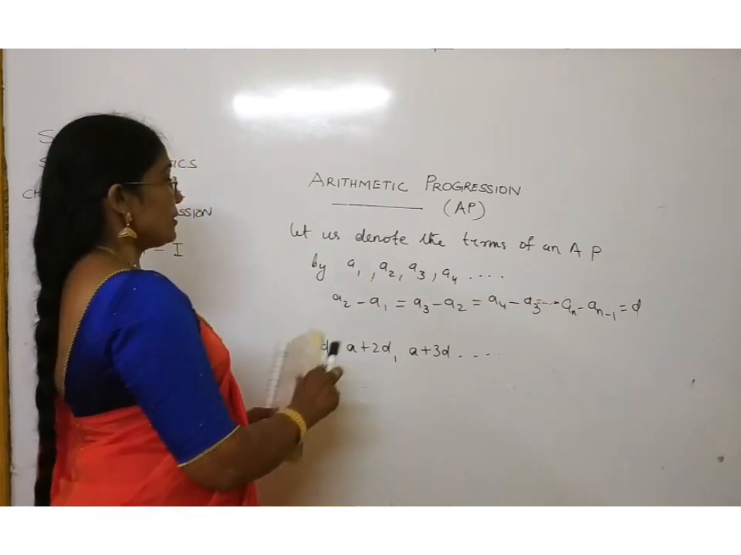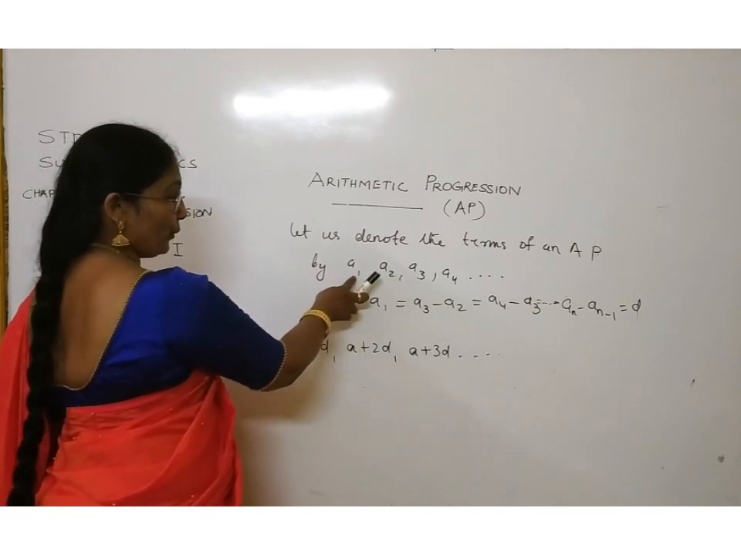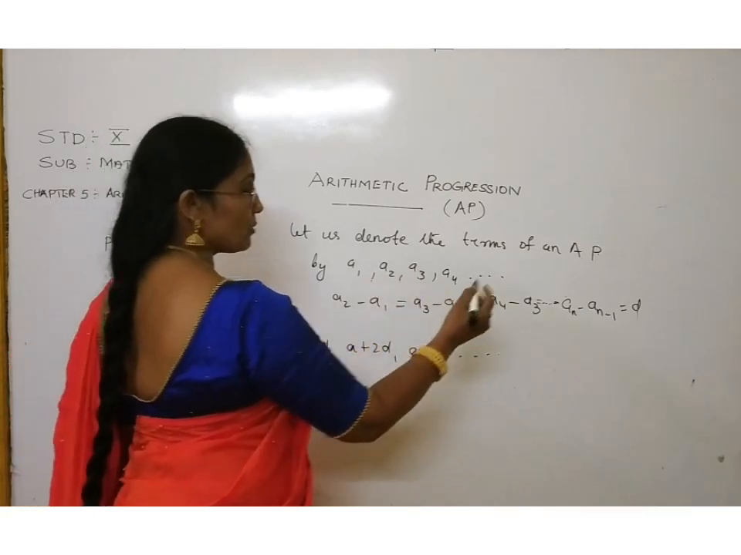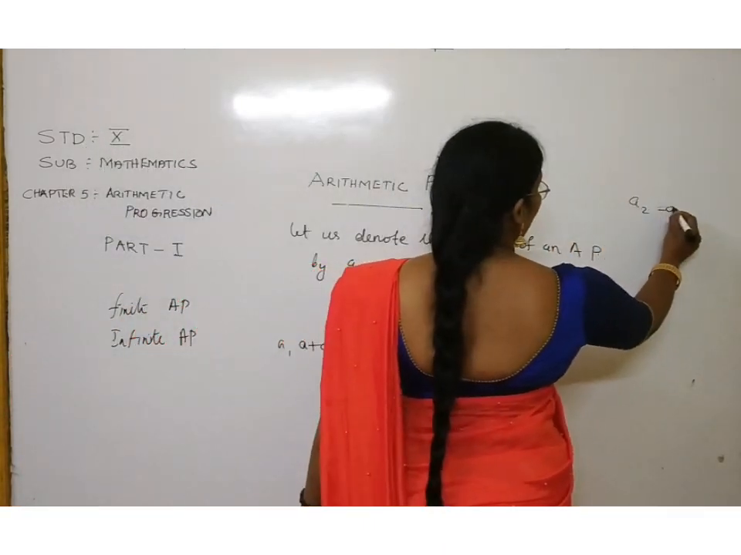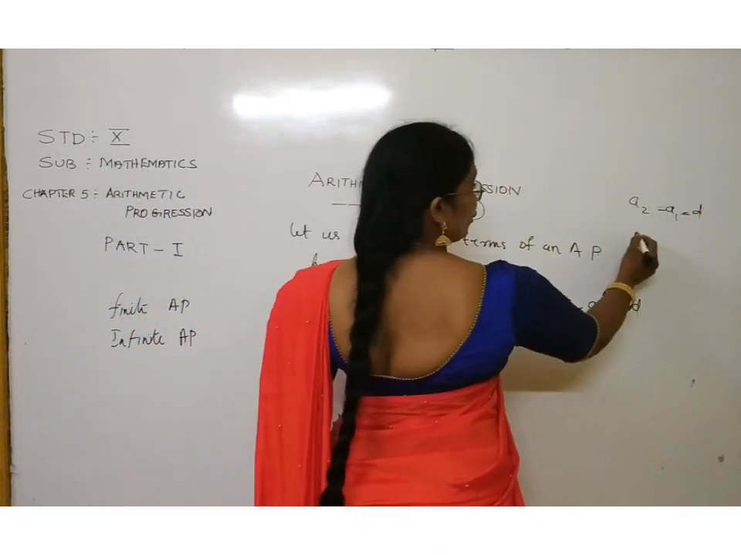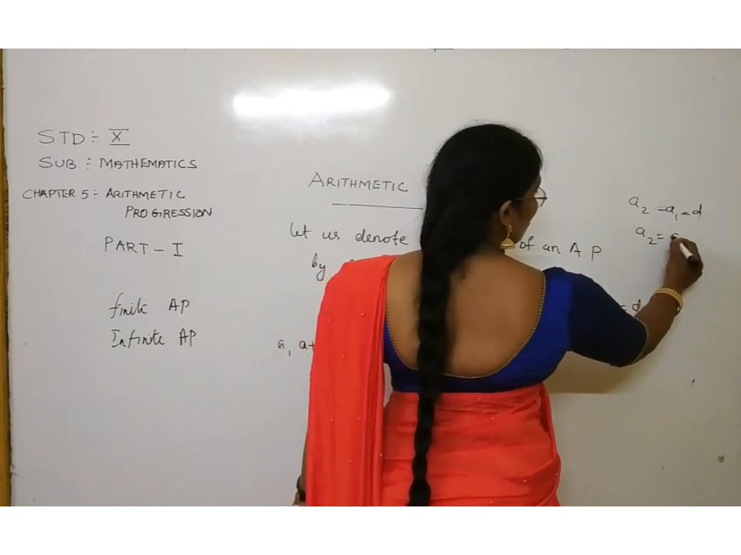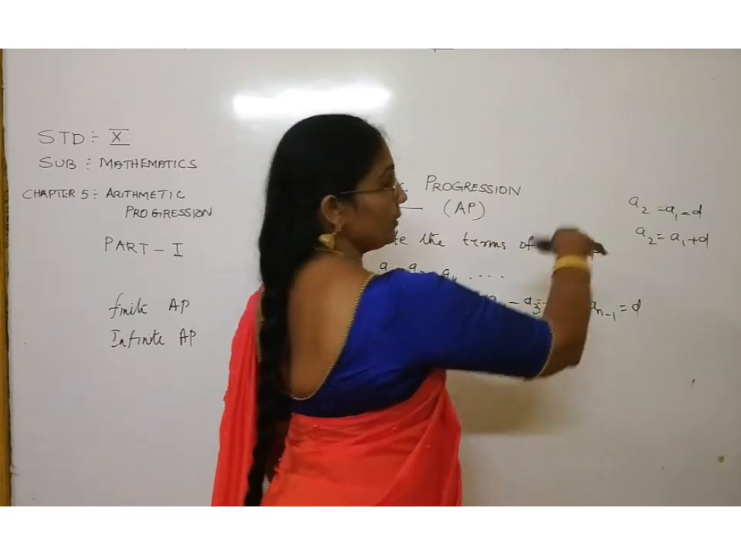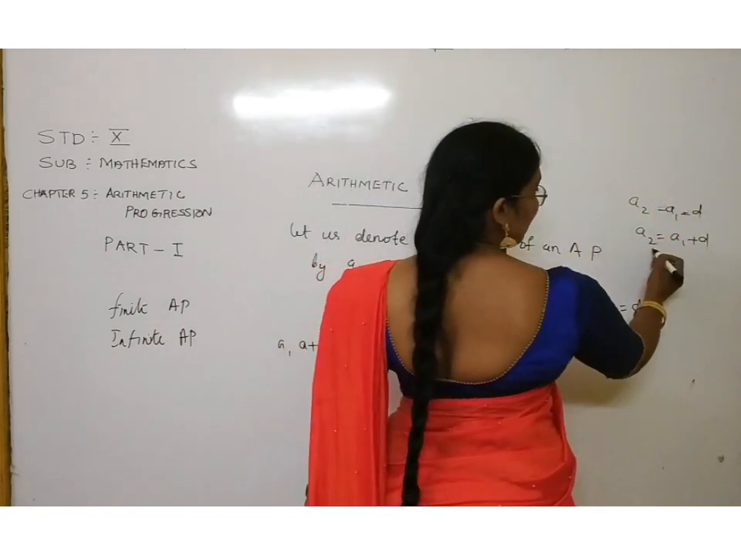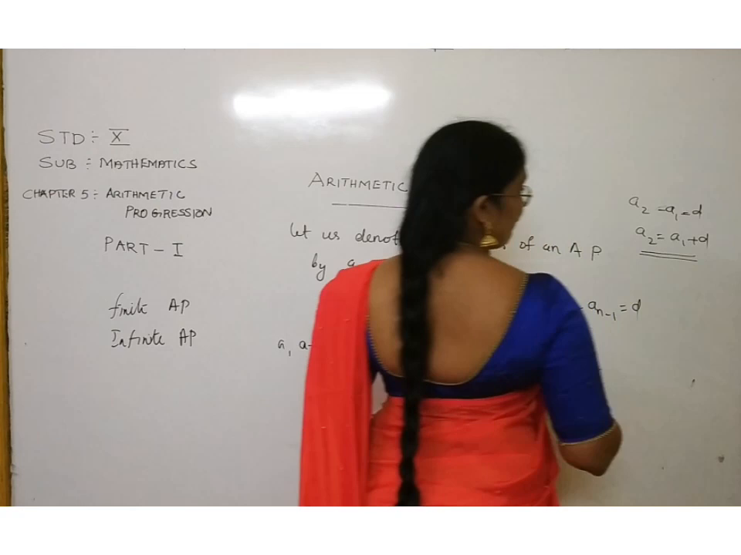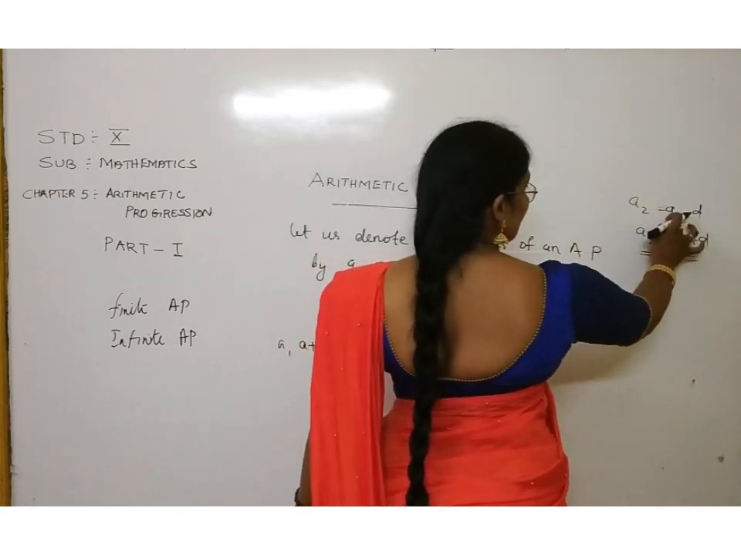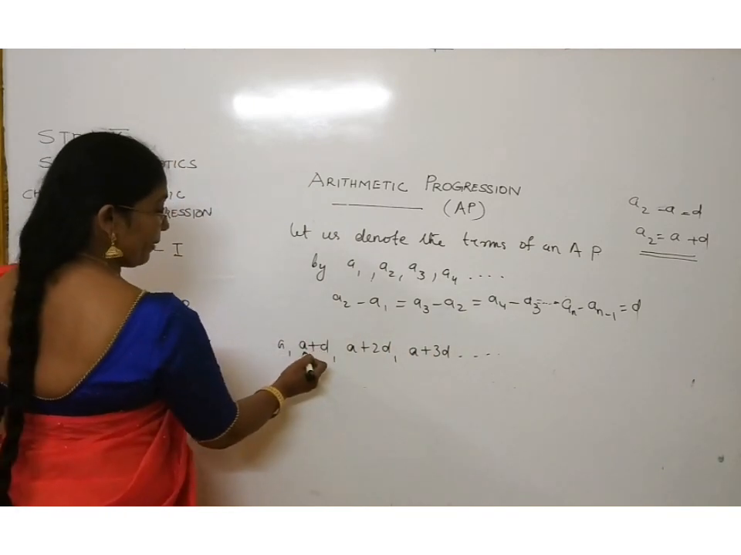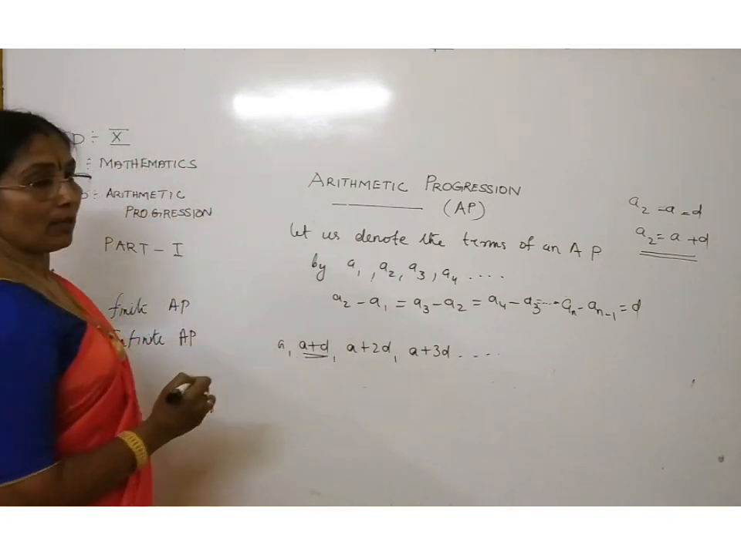Is it right? The second term is A2. How are you going to get A2? Because you know that A2 minus A1 is equal to D. So for getting A2, what should you do? When you take A1 to the other side, A2 is equal to A1 plus D. Instead of the first term, I have written A only. Therefore, the second term will come as A plus D.